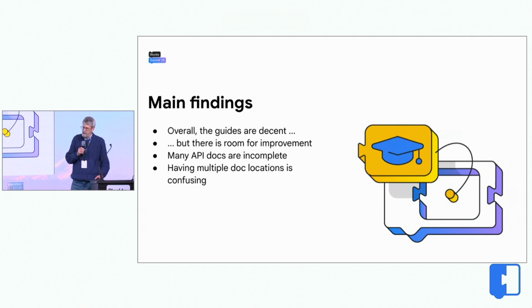One of the big things that was obvious is many of the API docs are incomplete. They don't really tell you much more than the method name and the arguments. And having docs in multiple locations was confusing.